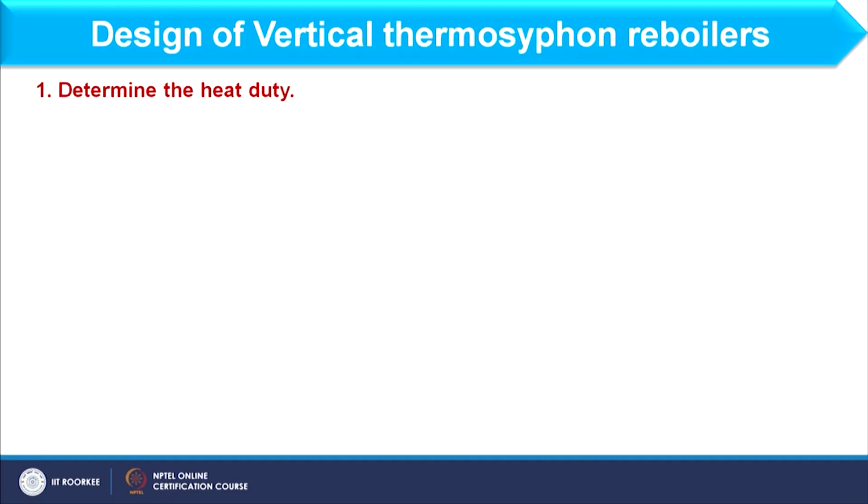The first step is we have to define, or compute, the heat duty. And how can we compute this? Because I already know how much vapor I need to generate. So, that vapor flow rate times lambda will give me the heat duty, and this is a simple calculation.